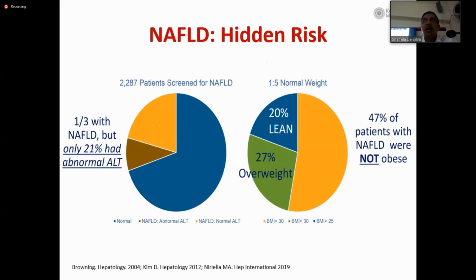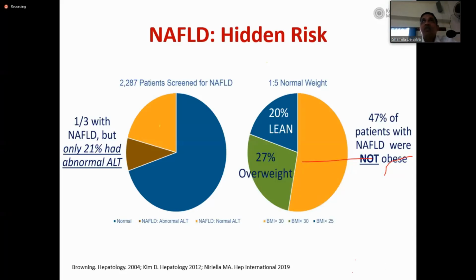So we can't go only by the liver biochemistry, because there can be patients with fatty liver who have normal liver biochemistry. And if you go by the weight, it's also important. We think fatty liver patients are overweight patients, but look at this graph, the study on the right side.